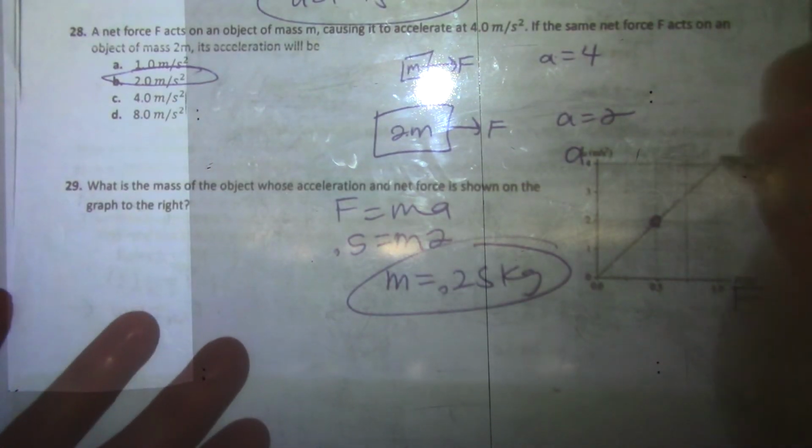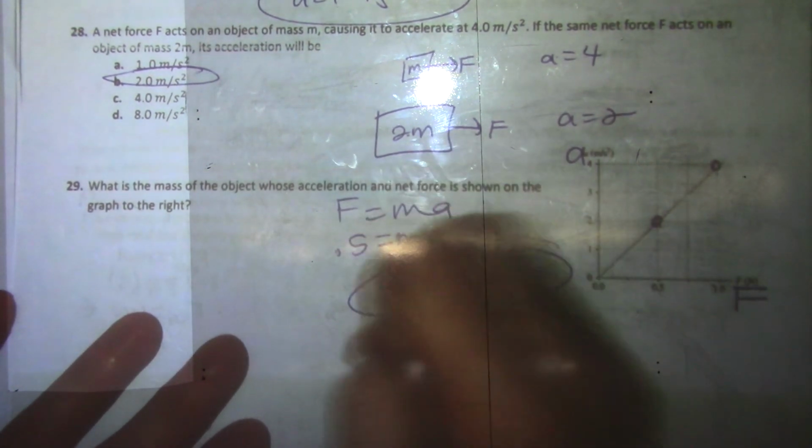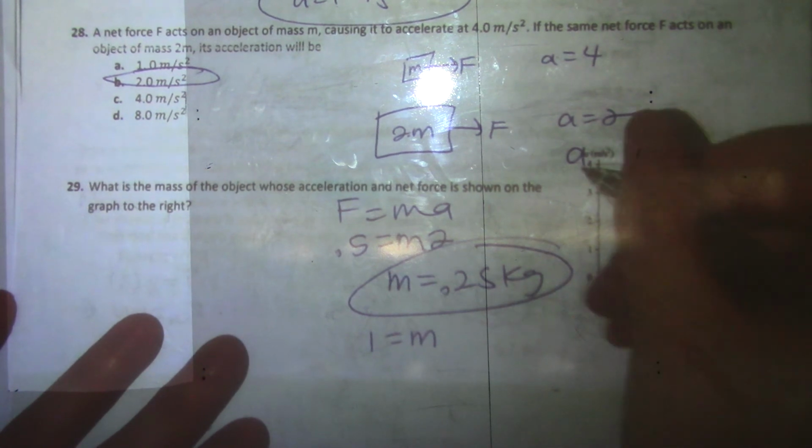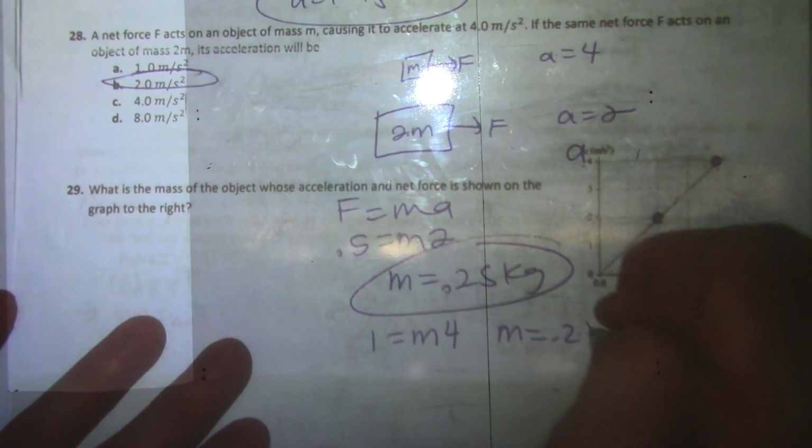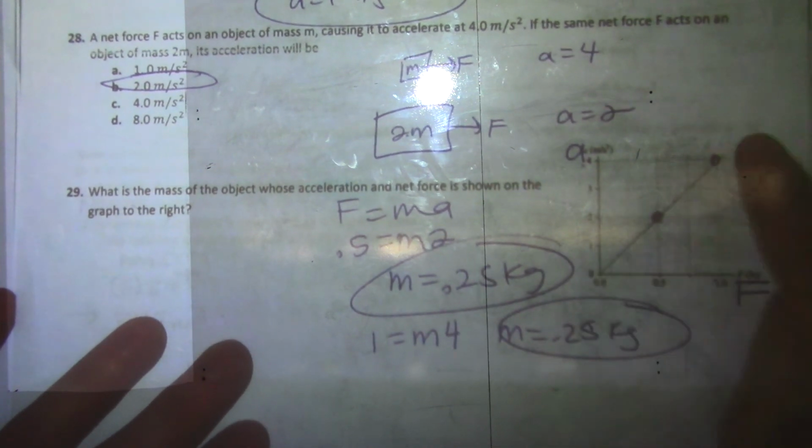And if you're like, why did you use that point? Well, let's use another. It doesn't matter. This one has a force of 1, looking for mass, and an acceleration of 4. If I divide 1 over 4, again, I get mass is 0.25. So it wouldn't matter which point, because it's the same mass throughout.